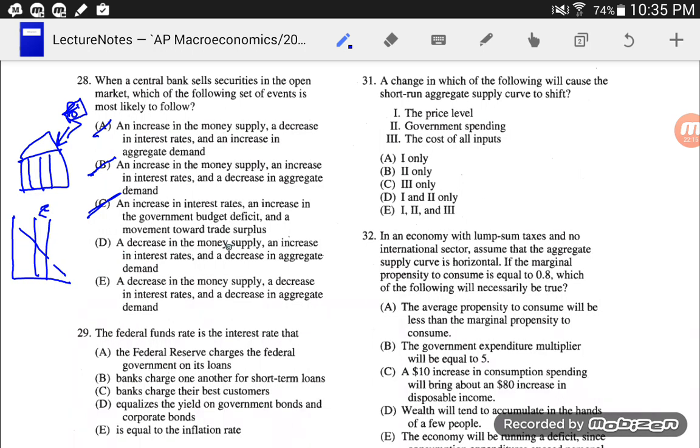Let's see, we are going to see a decrease in the money supply, an increase in interest rates, yep, I saw that over there, and a decrease in aggregate demand, yeah, because with the higher interest rates, investment will go down. I kind of like D. And let's see, E. A decrease in the money supply, yep. No, we're going to see an increase in interest rates. So no, I do not like E.